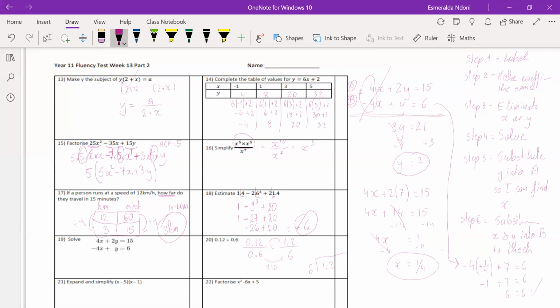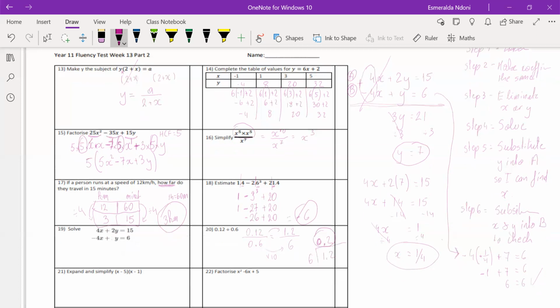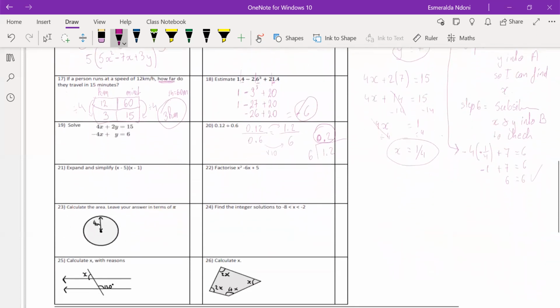(1.2) and 6. 6 into 1 doesn't go. Lift the decimal point. 6 into 12 goes 2. And that will be your answer. Okay. Moving on to question 21.